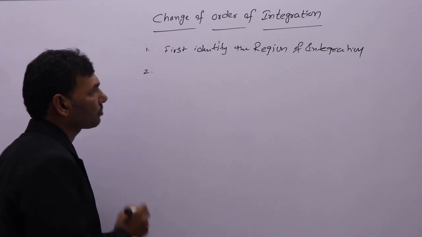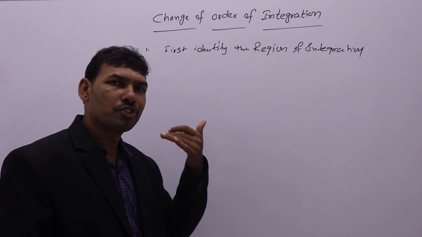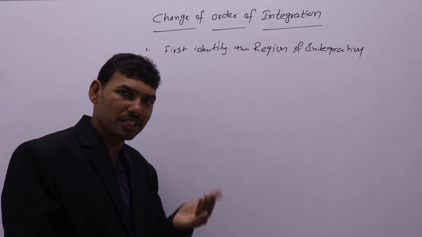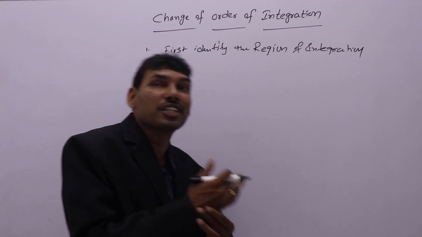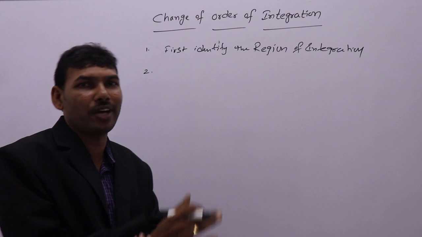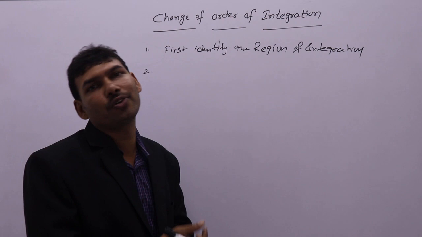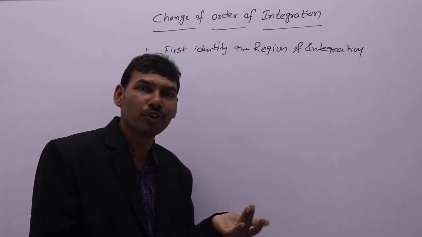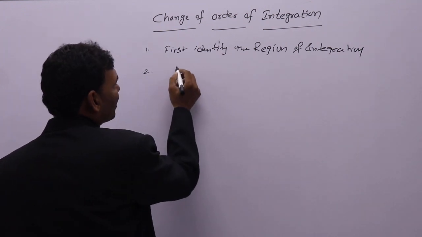Next, to change the order of integration, if you want to change it like this, first with respect to y, next with respect to x. In the given problem, you need to do first with respect to x, next with respect to y. If you want to change it to first with respect to y, next with respect to x, you need to draw a strip parallel to the y-axis in the region of integration.